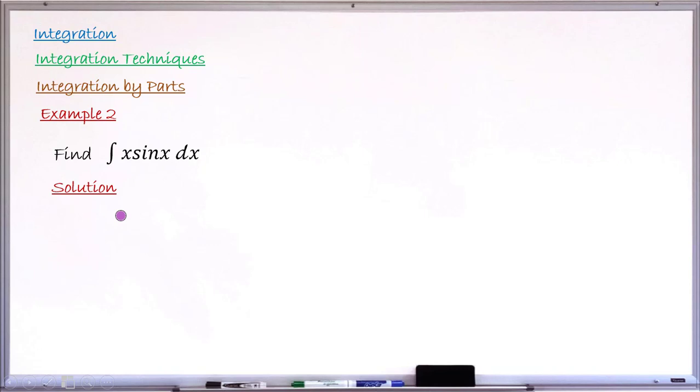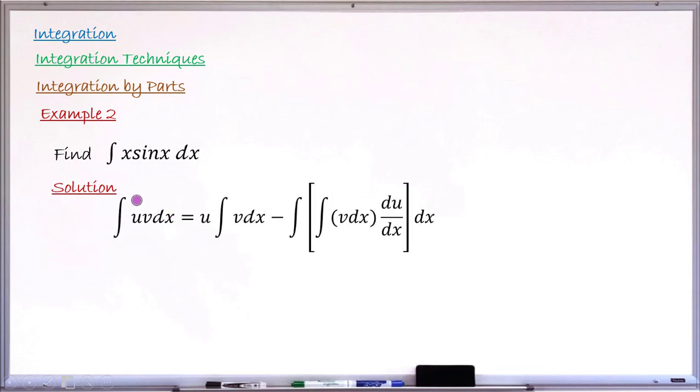So let me just write my integration formula. That is integration by parts. It says the integral of uv dx is equal to u multiplied by the integral of v dx, then minus the integral with respect to x of the bracket; inside the bracket is the integral of v dx, then multiplied by du/dx.